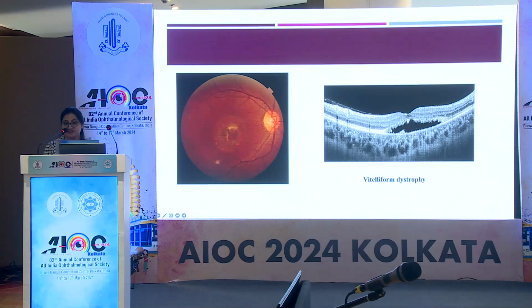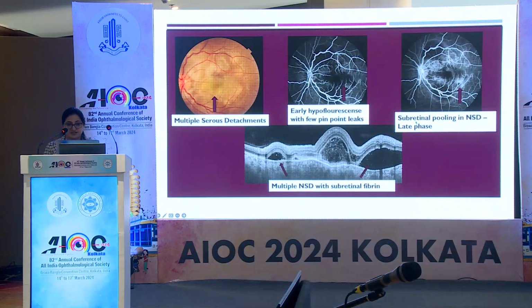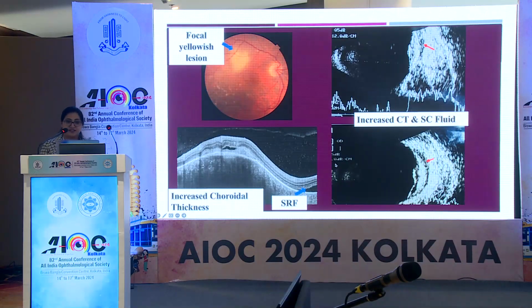However, this is a case of vitelliform dystrophy, where we can see the hyperreflective subretinal deposits here. This is a case with multiple serous detachments with early hypofluorescence with few pinpoint leaks and subretinal pooling in the neurosensory detachment in the late phase of fluorescein angiography. And when we see the OCT, we can see the multiple neurosensory detachments with RPE undulations and subretinal fibrin in a case of VKH.